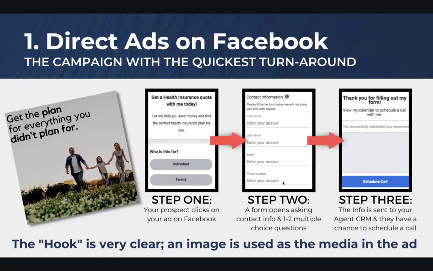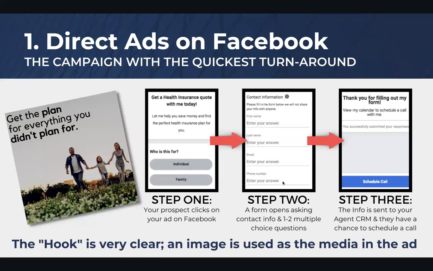So you got a little family running across the field with the text, get the plan for everything you didn't plan for. What you don't see in this screenshot is the text above the graphic where we're encouraging the person who's looking at this ad to fill out more information so that we can get them a quote. That's a health insurance quote. I'm sorry, I said life insurance. It's for health.